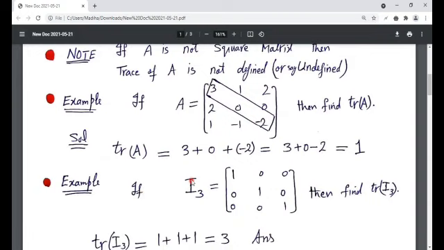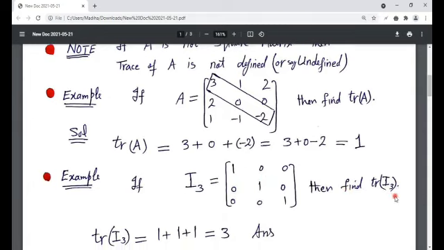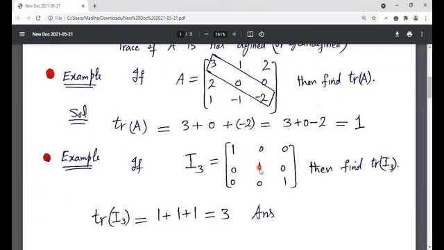Another example, if I3 is equal to [1, 0, 0; 0, 1, 0; 0, 0, 1], a matrix of order 3, you can say 3 cross 3 or simply 3, then find trace of I3, which is equal to the sum of the diagonal elements, which are 1 plus 1 plus 1, which is equal to 3.